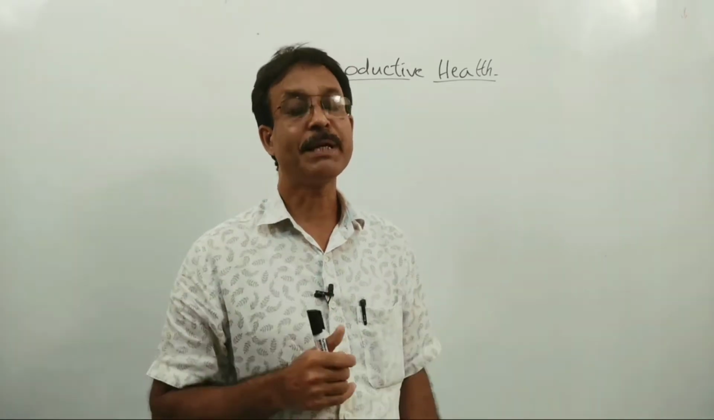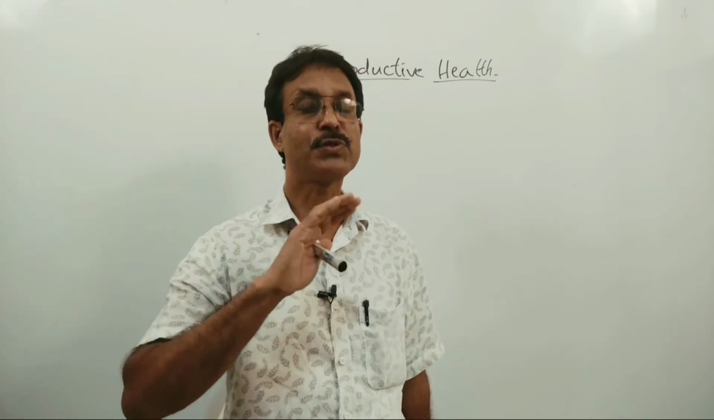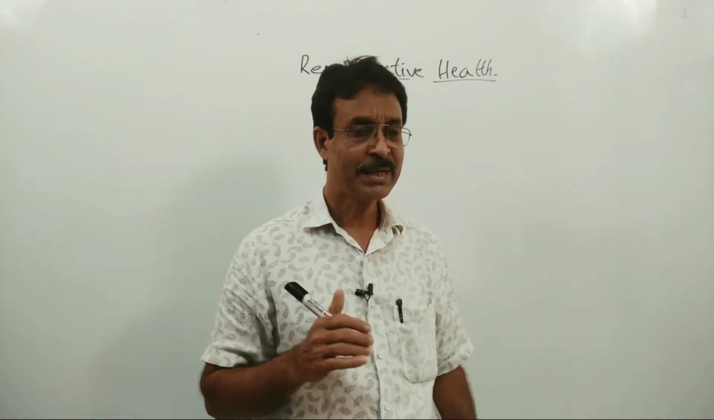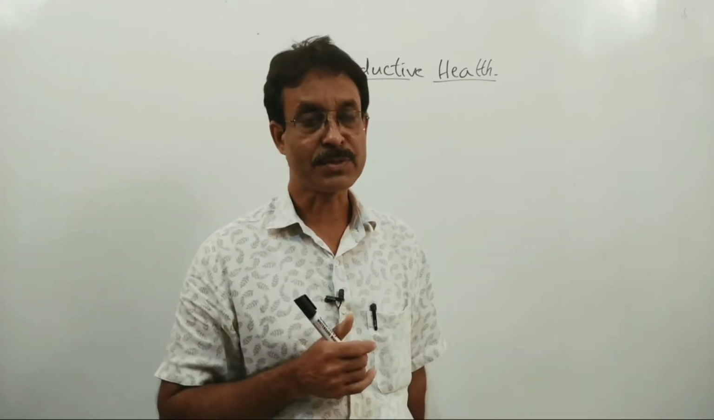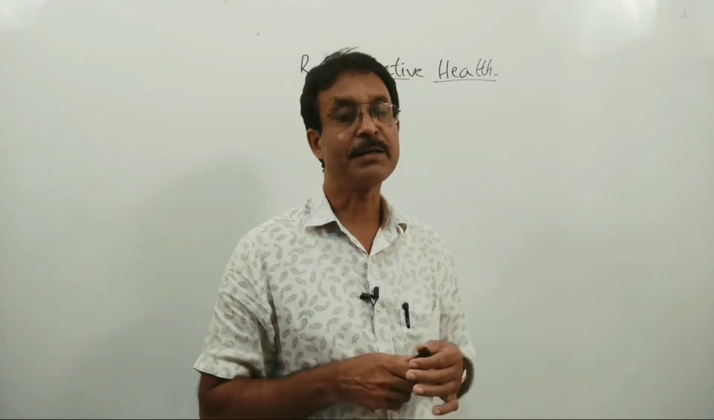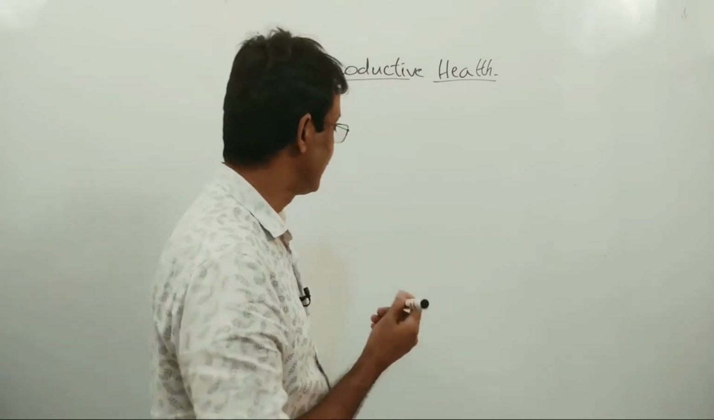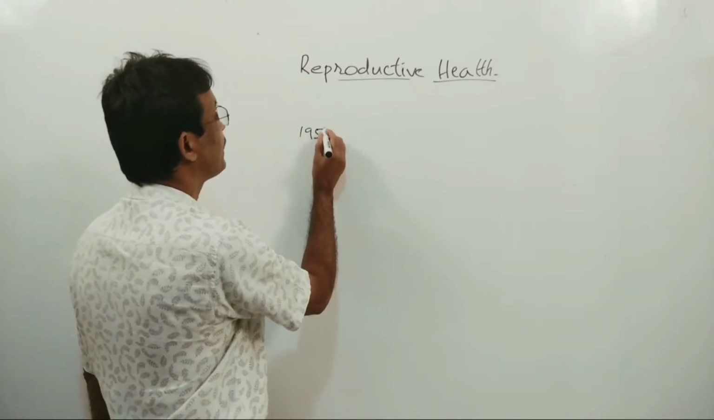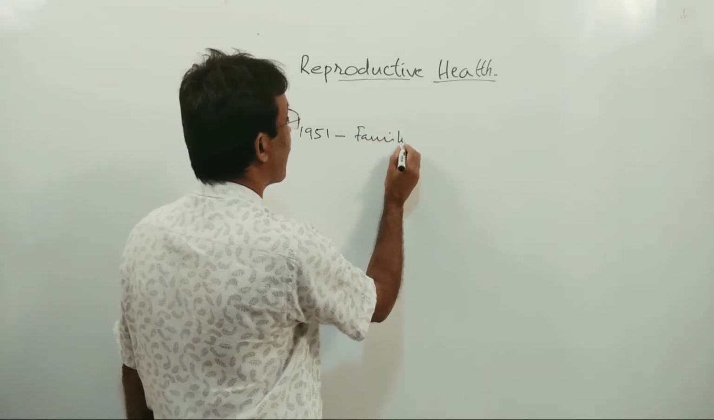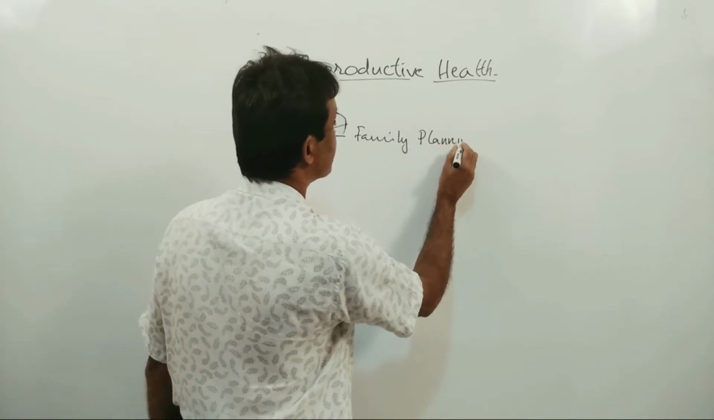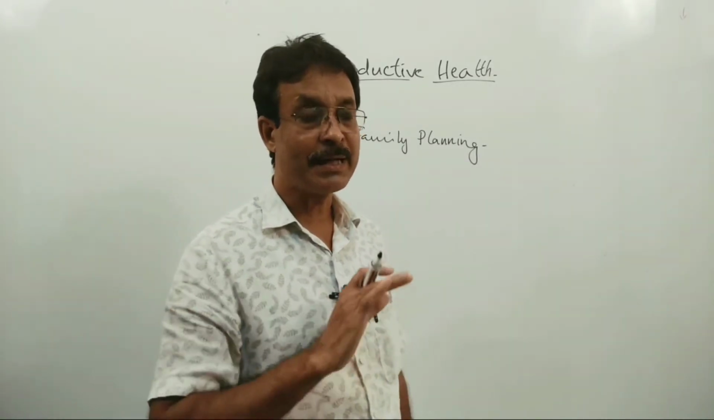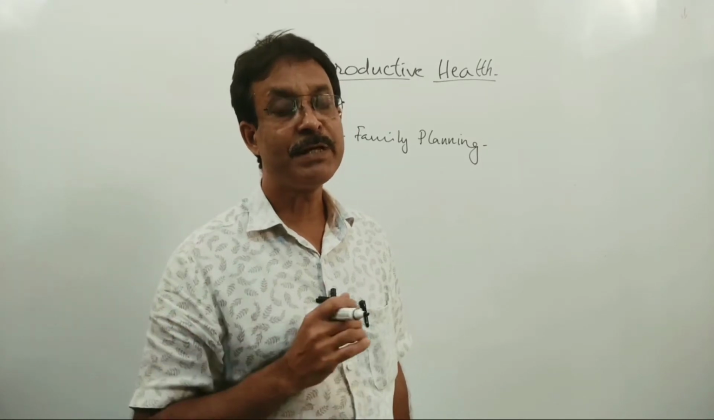Physical well-being means the reproductive system should be normally developed and in normal function. India started the programs of reproductive health in 1951 itself under the name family planning. Under this program, many activities are done and it is evaluated every 5 years.